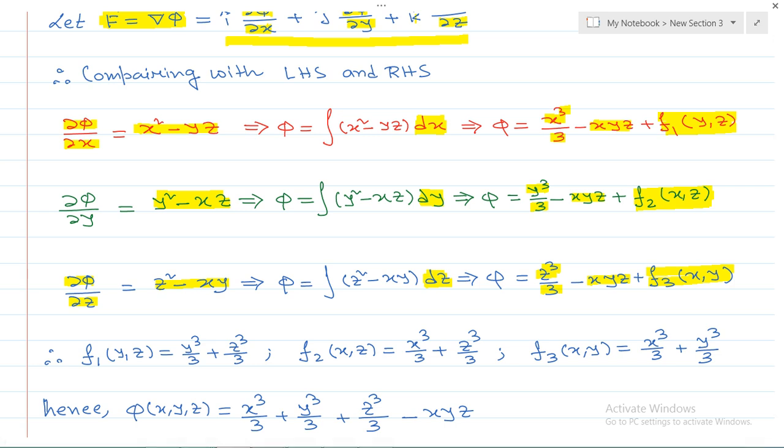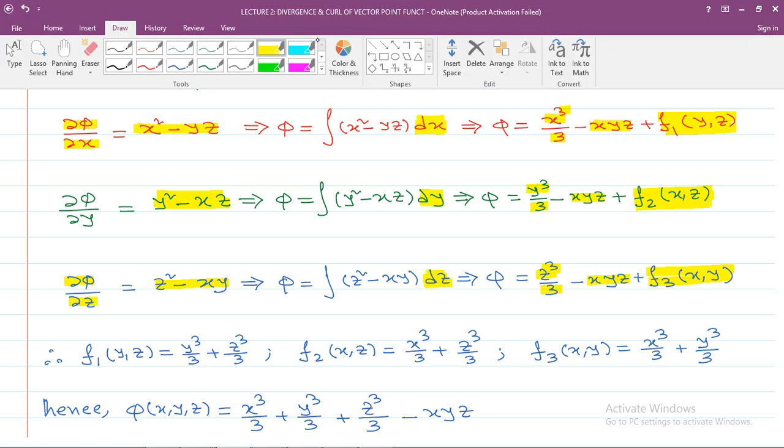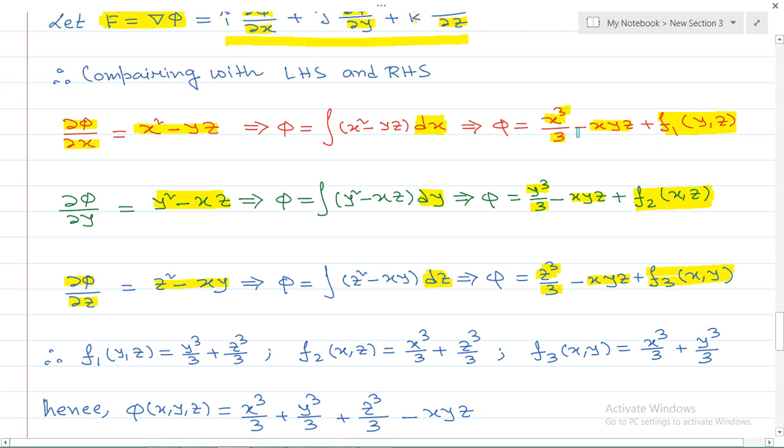So how to get this unique phi function? We have to identify the values of f1, f2 and f3. So what is our f1? You can notice that f1 is a function of y and z. So here you do not search for the yz term, you go for the rest of the two terms. Let us find which are the terms depending on y and z only. It will not involve any x related term. So here we have y cube by 3, which involves the y term, and here z cube by 3, which involves the z term. So f1 of yz is y cube by 3 plus z cube by 3.